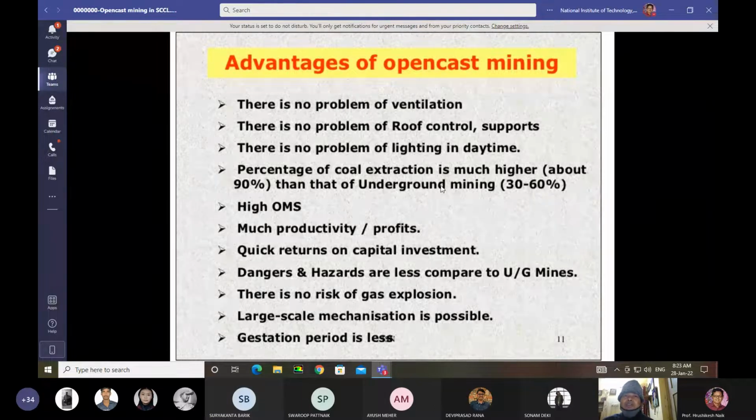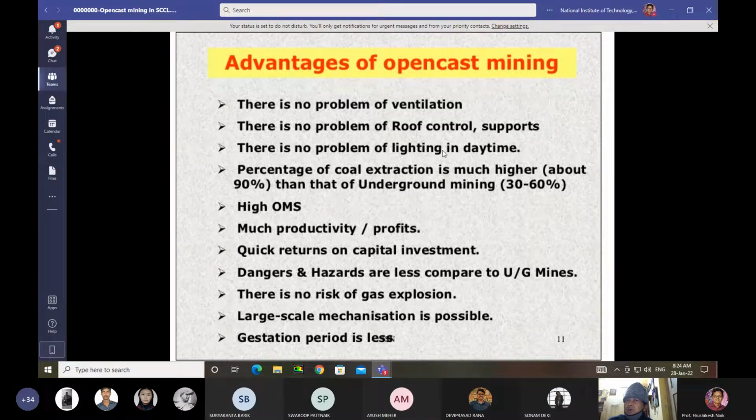In underground mining, you need ventilation, ventilating air. Whereas in open cast mining, this is not necessary because you are going to work in the open environment. So there is no problem of ventilation in surface mines, and there is no problem of roof control and support. You have seen that in underground mining, you have to erect supports to control the roof fall, which is not there in open cast mining.